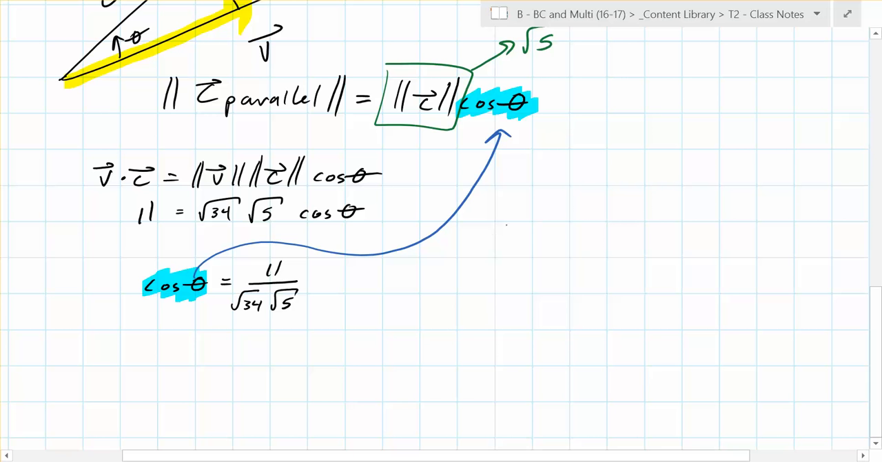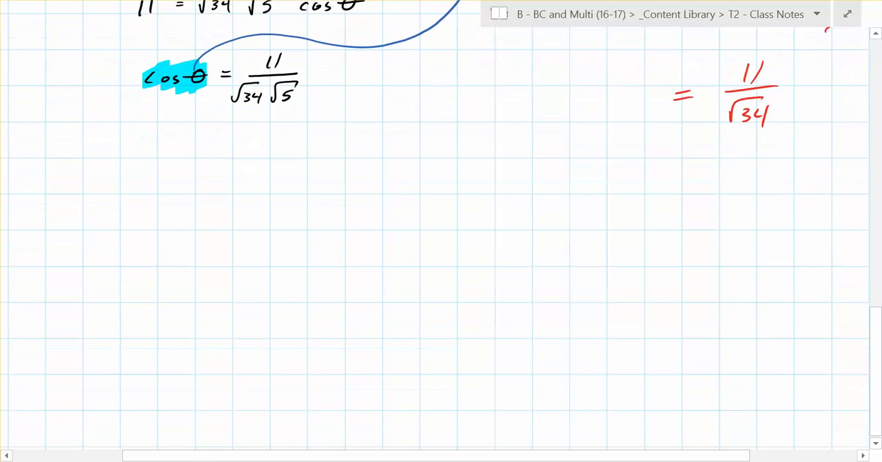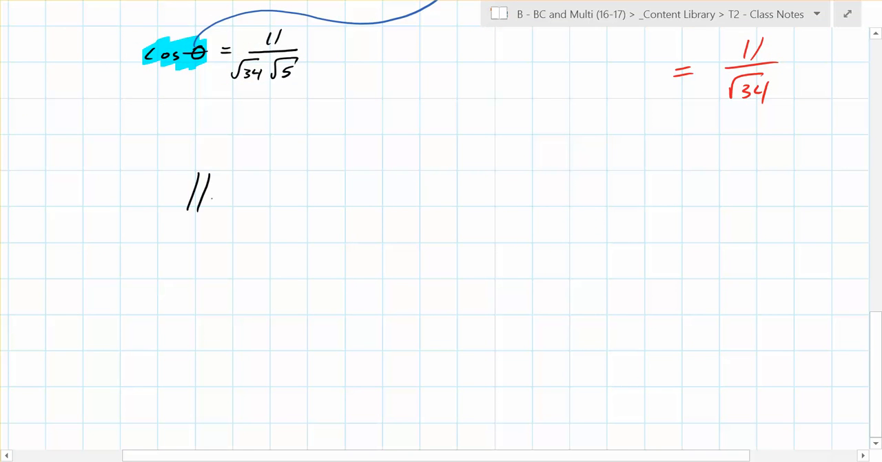Right up there. So the magnitude of C parallel is going to be equal to root 5 times what? 11 over root 34 times root 5. What cancels? The root 5s cancel, and you're left with what? 11 over root 34. That is one method to do it, right? But what was the formula for C parallel? If you wanted the actual vector, what's the formula? It's going to be C dot U times U.